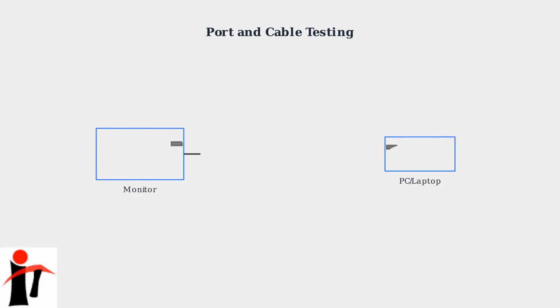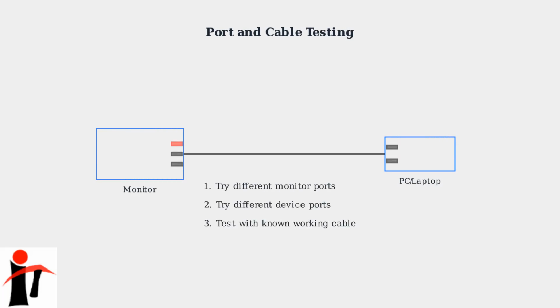HDMI cables must support audio transmission, which requires HDMI version 1.4 or higher. Try different HDMI ports on both your monitor and source device. Ports can fail individually, and some may not support audio. Test with a known working HDMI cable to rule out cable defects.